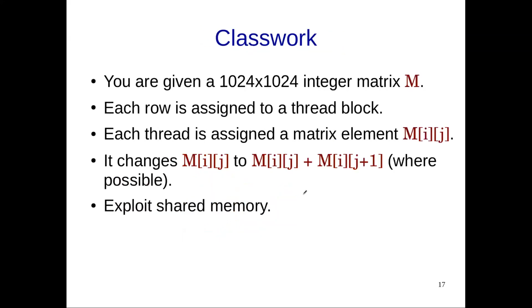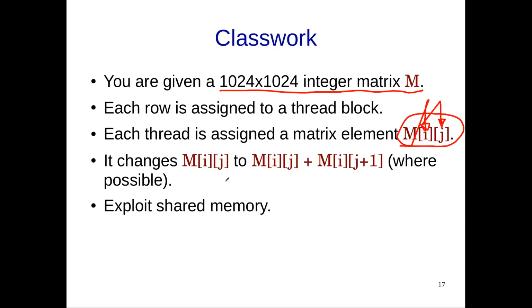Okay. So let's do a simple classwork. You are given a large integer matrix, and a row is assigned to a thread block. So the ith row is assigned to the ith thread block, which means that each thread block is processing one complete row of the matrix. And then each thread is assigned one element of this matrix. So each thread is essentially going to operate on M of ij, so that i becomes blockIdx.x, j becomes threadIdx.x.